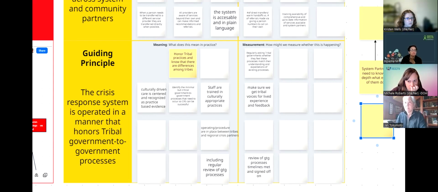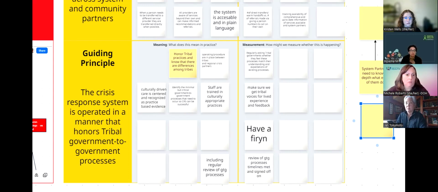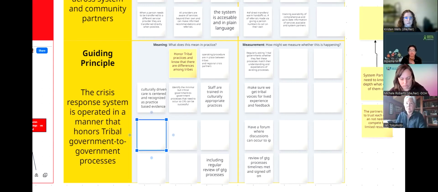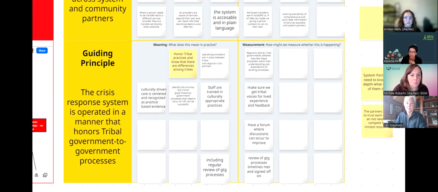So I see here some thoughts in terms of what does this mean in practice? Honoring tribal practices and knowing that there are differences among tribes. Operating procedures that are in place between tribes and regional crisis partners. Culturally driven care is centered. Oh, it looks like we have 10 minutes, great. Culturally driven care is centered and recognized as practice-based evidence-based practice.